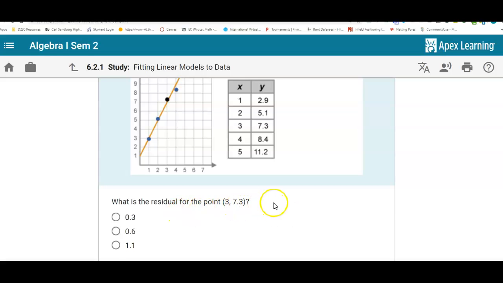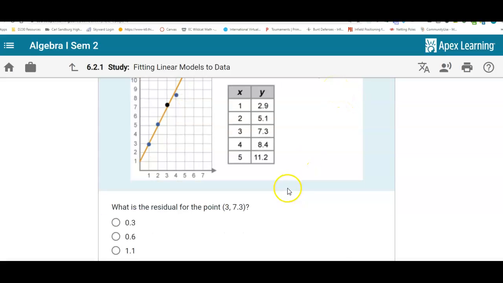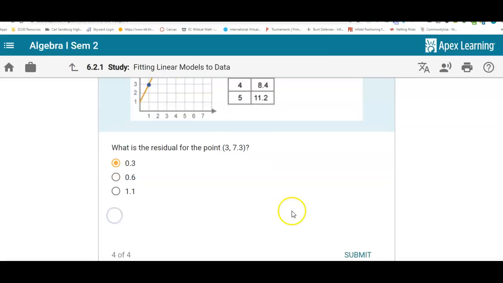So what is the residual for the point (3, 7.3)? I know it's above, so it's going to be positive. Now, the line of best fit is y equals 2x plus 1. So 2 times 3 is 6, 6 plus 1 is 7. So the predicted is 7. The actual is 7.3. So we know it's going to be 0.3.